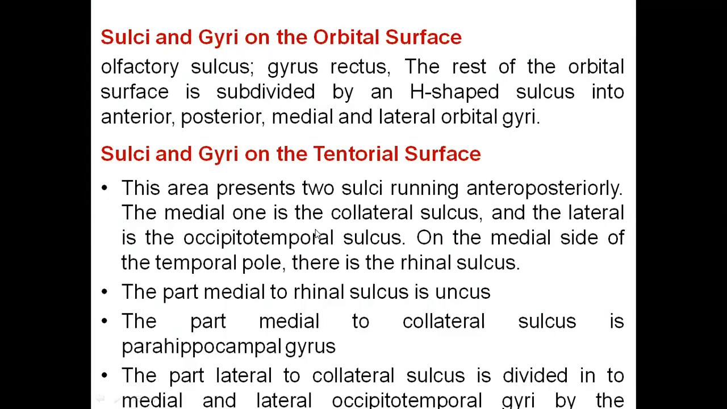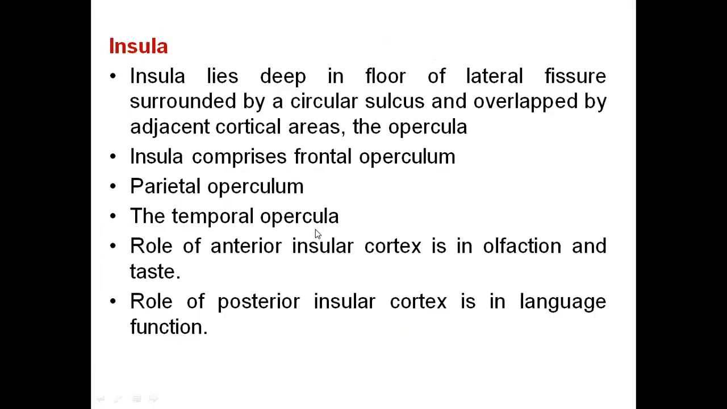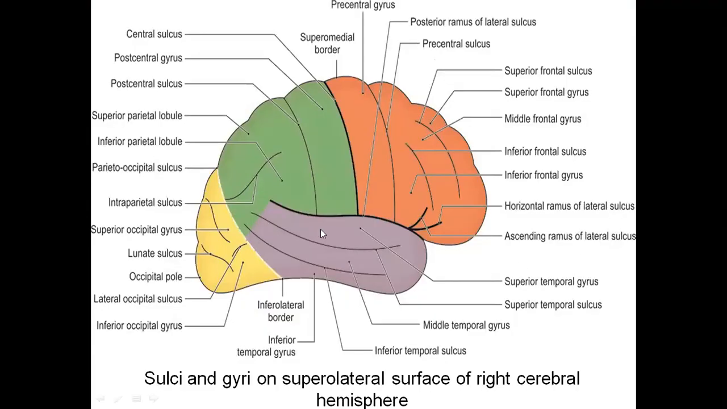Okay. Then now let us go to the temporal lobe. Very simple. The one shown in violet color is the temporal lobe. In this, we have two sulci: the superior temporal sulcus and the inferior temporal sulcus. Now between these two sulci, we have three simple gyri with simple names: superior temporal gyrus, middle temporal gyrus, and inferior temporal gyrus.